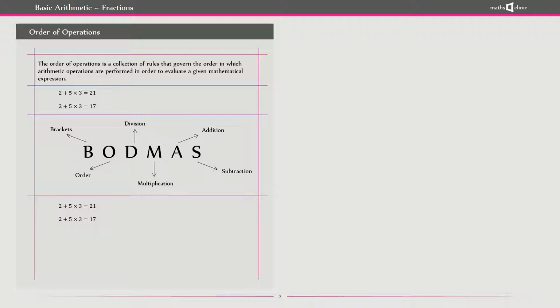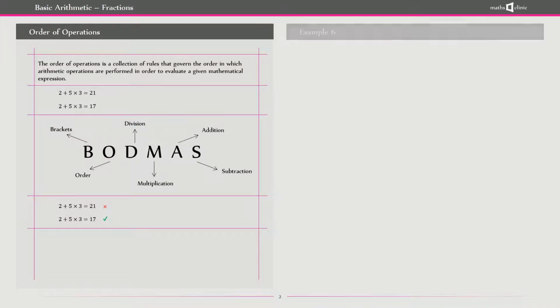We have 2 plus 5 multiplied by 3 to give us 21, and we have 2 plus 5 multiplied by 3 to give us 17. Based on the BODMAS principle, which answer is correct? BODMAS tells us that we need to multiply before we add, which means the first thing we need to do is 5 times 3, which gives us 15, before adding that to 2. So in this case the first one is wrong and our correct answer is 17. So that's something you need to be very careful about. It's a very important bit.